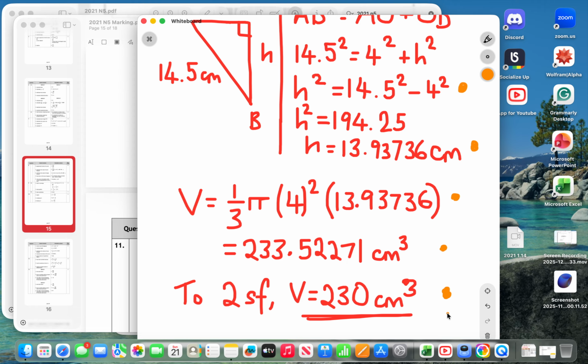The most common mistakes would be either regarding the rounding or substituting 14.5 into the formula for the volume. I don't have the marking instructions, but I could hazard a guess that the most common mistakes would be rounding or forgetting to use Pythagoras to find the height.